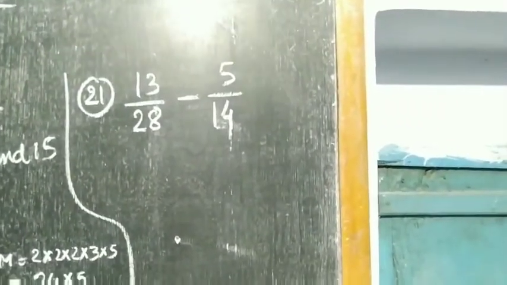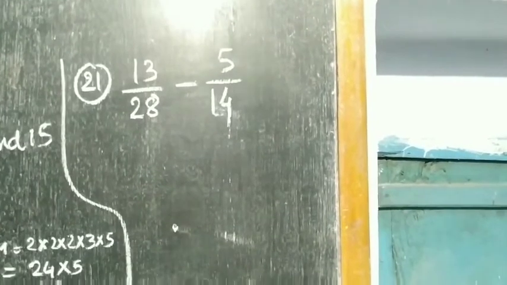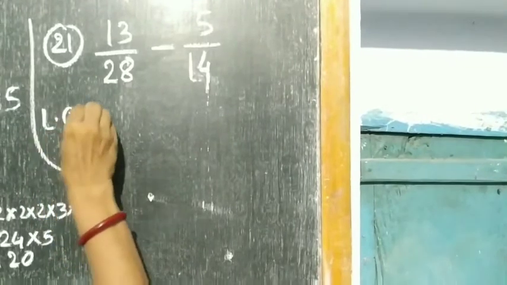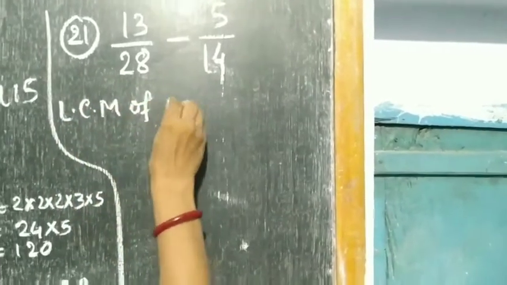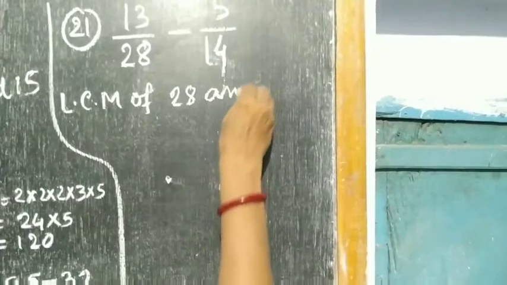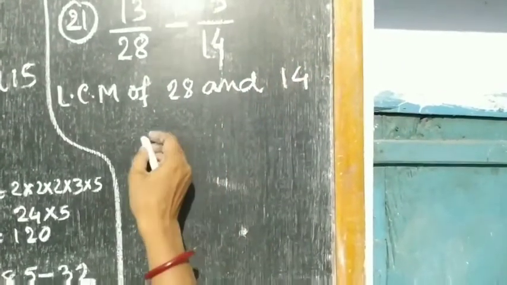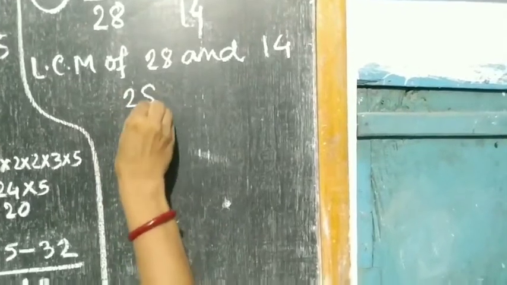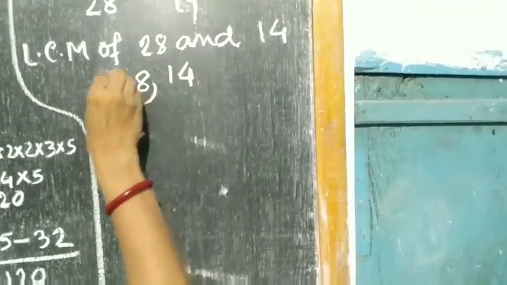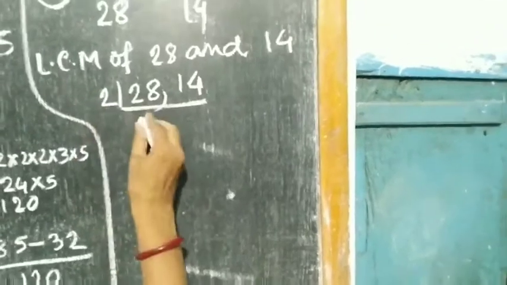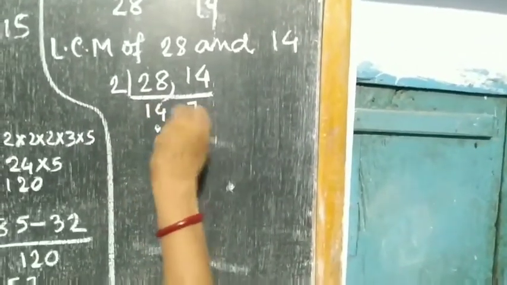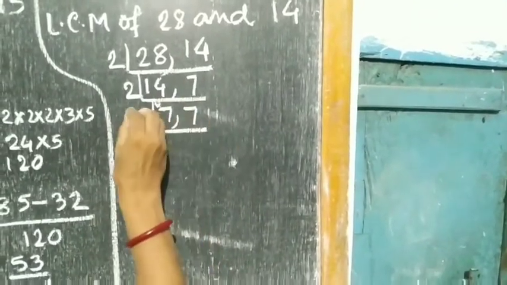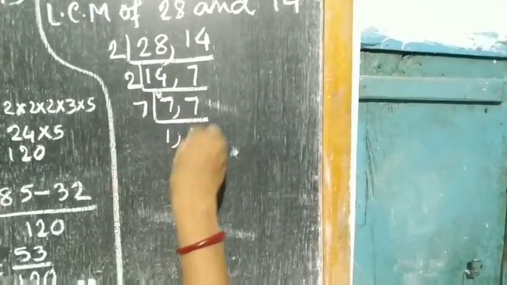Next children, sum number 21. There is 13 by 28 minus 5 by 14. So again you have to take the LCM of the denominators 28 and 14. Here also I shall use the repeated division method to find out the LCM of 28 and 14. So 28 and 14 you divide them by 2. So 14, 7. Again divide them by 2, 7, 7. Again dividing them by 7, 1, 1.